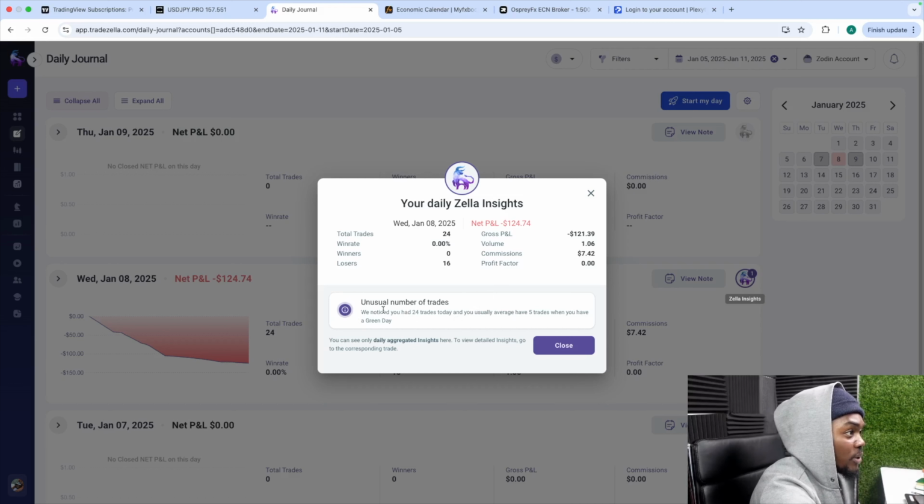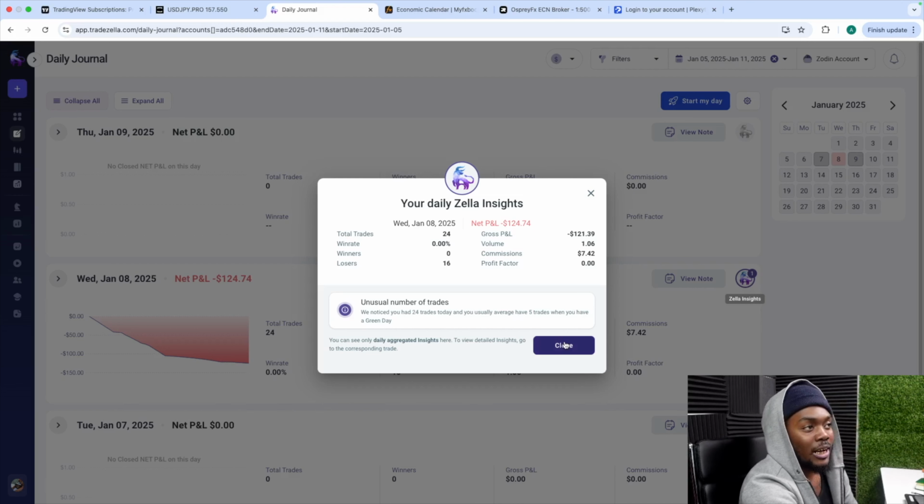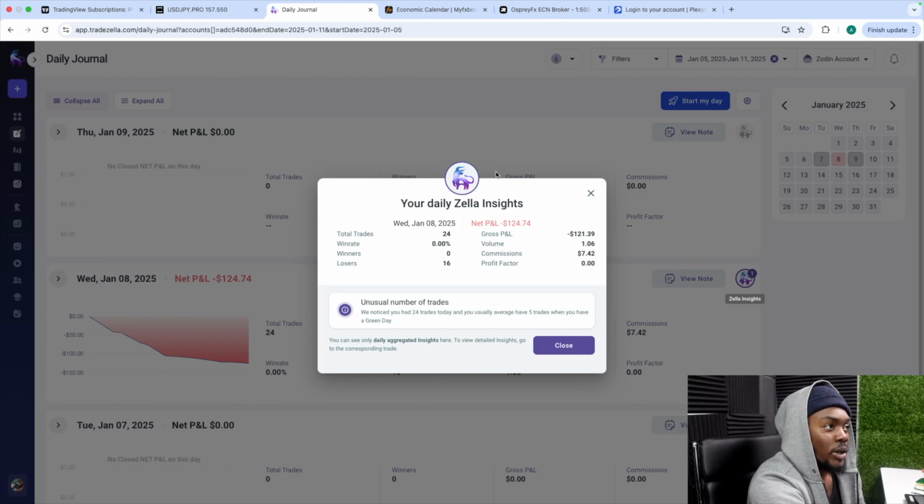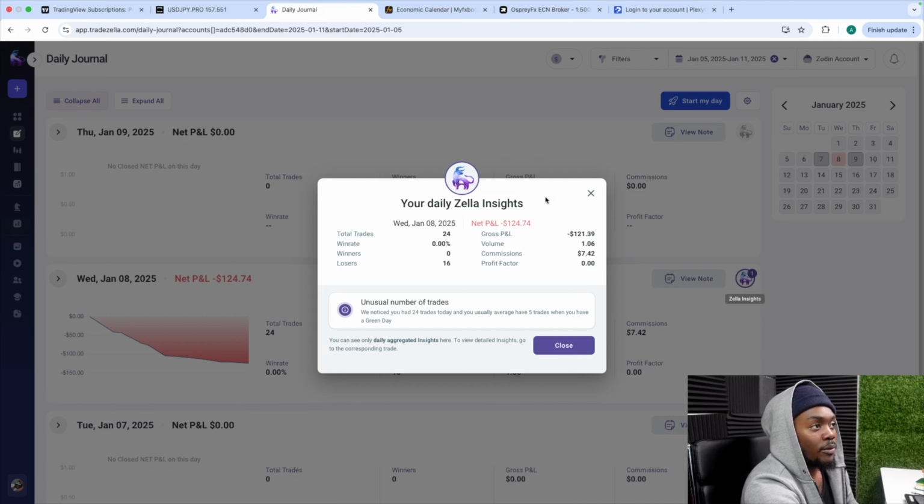Right here it says, we noticed that you had 24 trades today and usually average 5 trades when you have a green day. So for me, as you can see, I kind of overtraded. This day I took way too many trades, which is why I had a red day. On top of that, I lost more than I should have. I lost $24 more than my initial goal. I should lose no more than $100 per day. So that is my rule. So I broke 2 rules on this day, and this is probably why I had a red day.